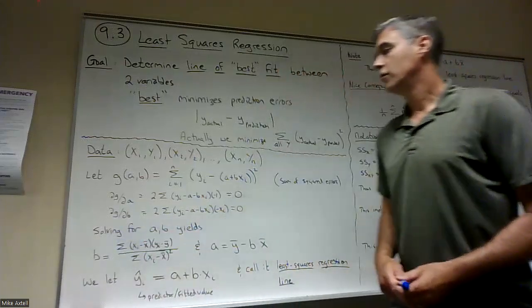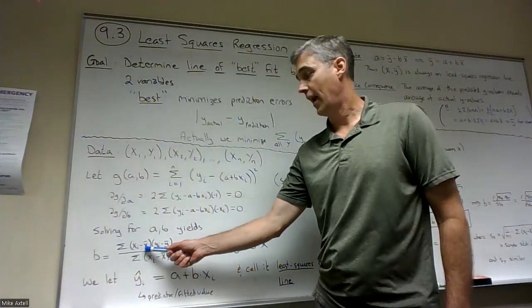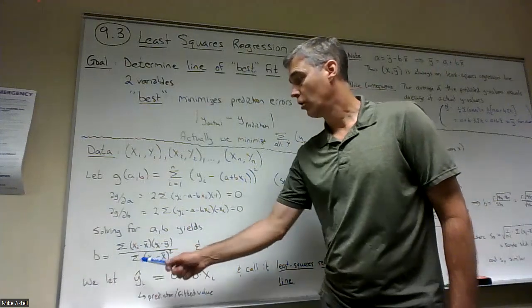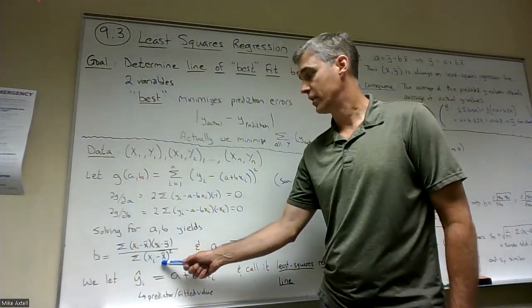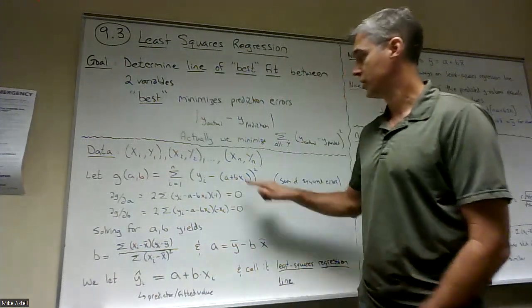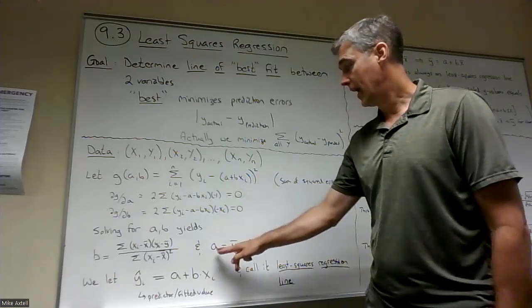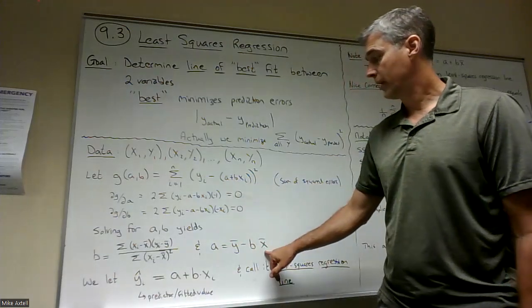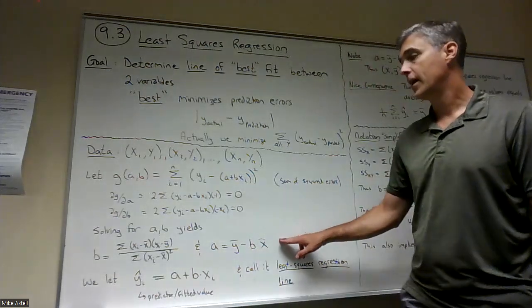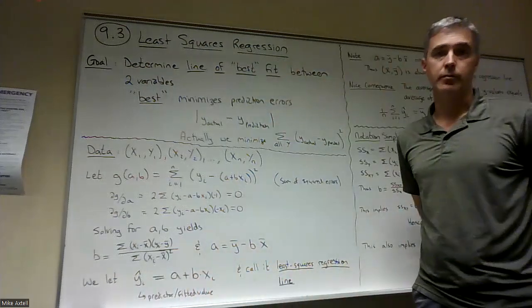I get a value of b, which is the sum of the products of (xi minus the average of the x's) times (yi minus the average of the y's), all over the sum of (xi minus the average of the x's) squared. So that's my value of b, which is the slope of my linear regression model. And then to get a, I'm going to take b, multiply it by the average of the x's, and subtract that from the average of the y's. So there's my a, there's my b, and this will be our linear regression model.